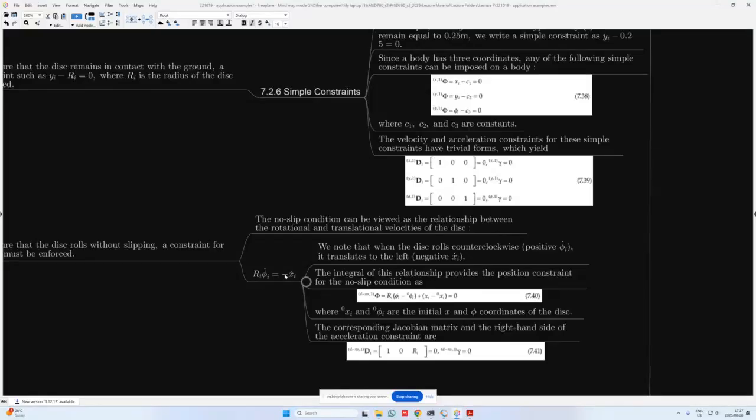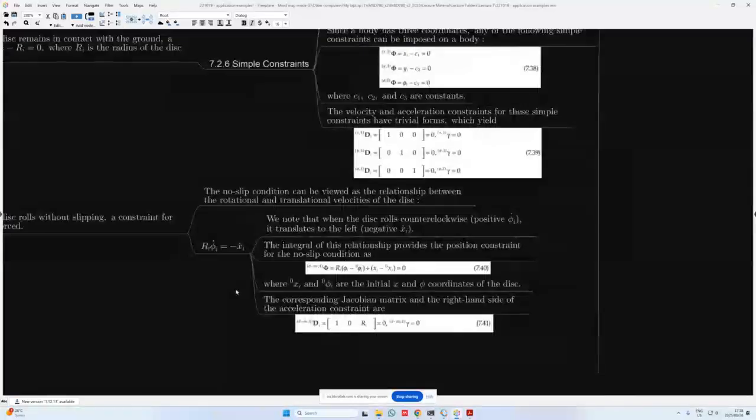But you'll notice in this case, we also have a sign that we assign just before the x dot I. And we note that when the disk rolls counterclockwise, so in other words, when we have a positive phi dot I, it translates to the left, which is a negative x dot I. So we just compensate for this sign difference by adding the negative sign in front of x dot I. The integral of this relationship then provides the position constraint for the no-slip condition as equation 7.40 that we have over here. And xi naught and phi I naught in this case are simply the initial x and phi coordinates of the disk, which we also need to give as input when we specify the disk joint in DAP-BC.